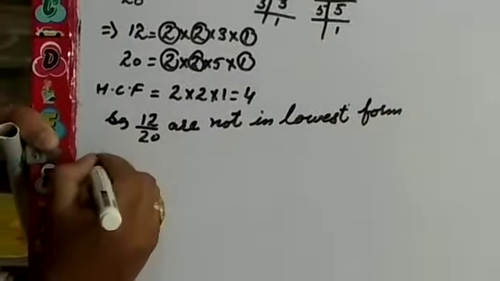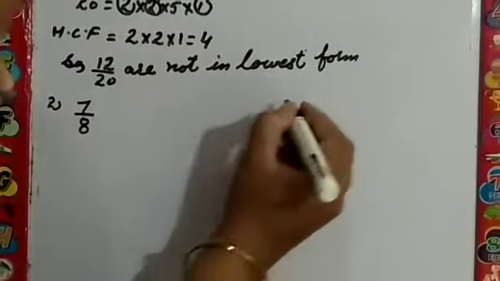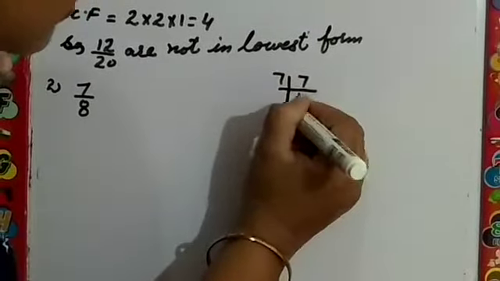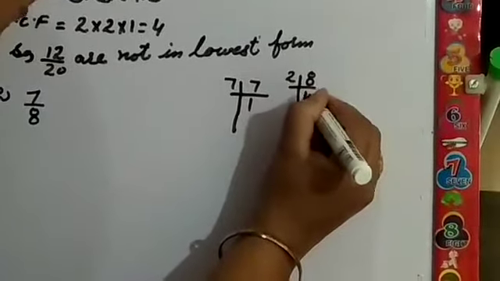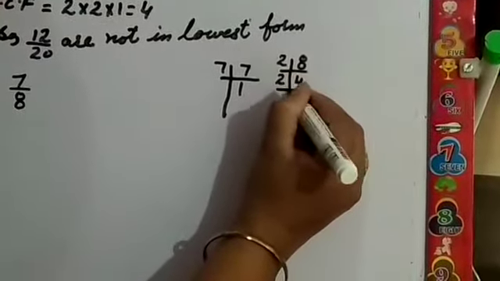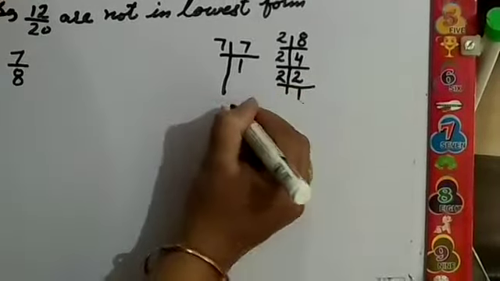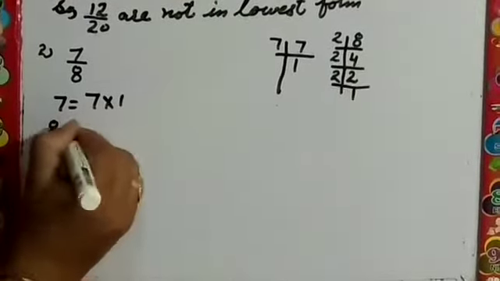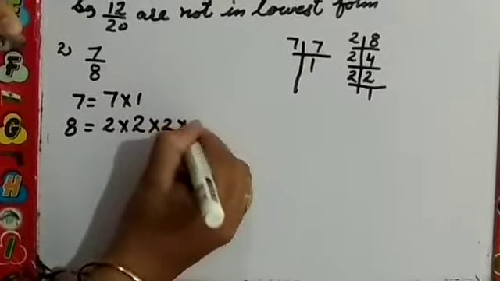Second part I am taking 7 by 8. So firstly solve the prime factorization of 7. 7 is divisible by 7 only. Then 8. 8 is divisible by 2. 2 4s are 8. Then 4 again divisible by 2. 2 1s are 2. So factors of 7: 7 into 1. Factors of 8: 2 into 2 into 2 into 1.